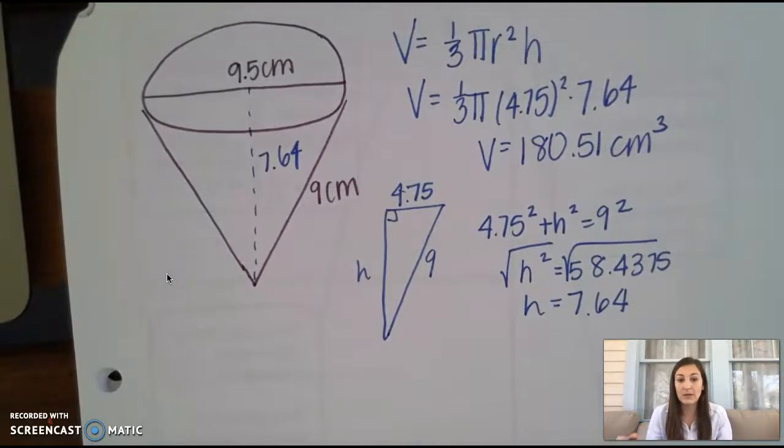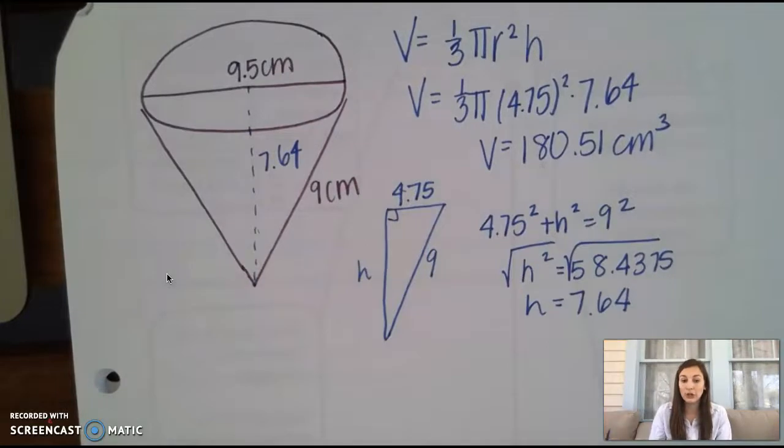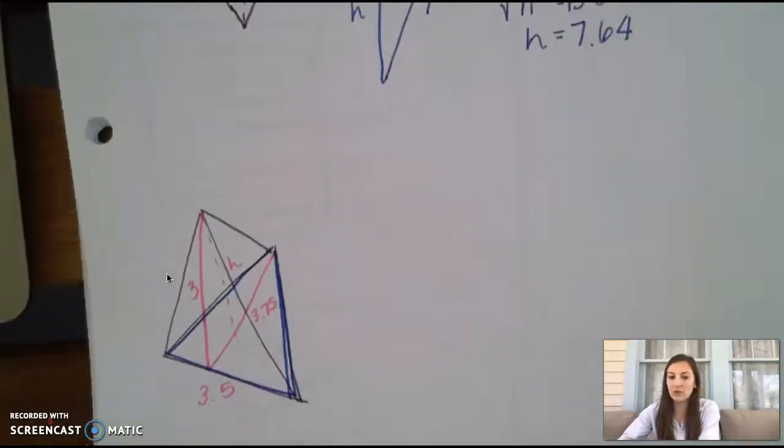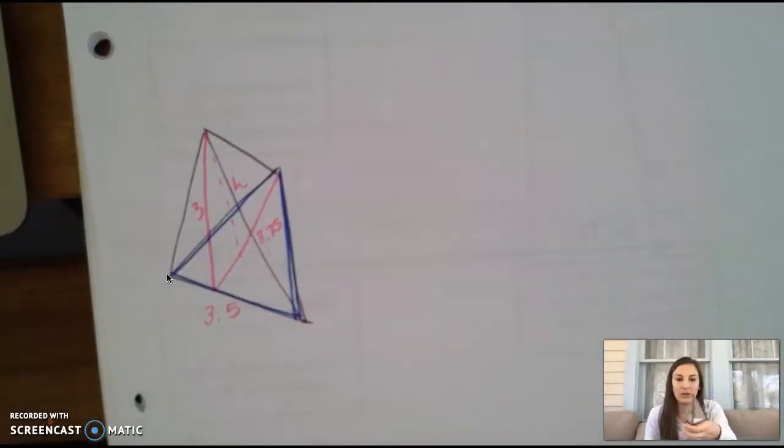Okay, so we can measure that slant height, and then we can find our actual height of the pyramid using the Pythagorean theorem. Okay, so now we're going to do one more. We're going to go back to this example that we started with, where we have this triangular pyramid here. So I'll go a little closer so you can see better.